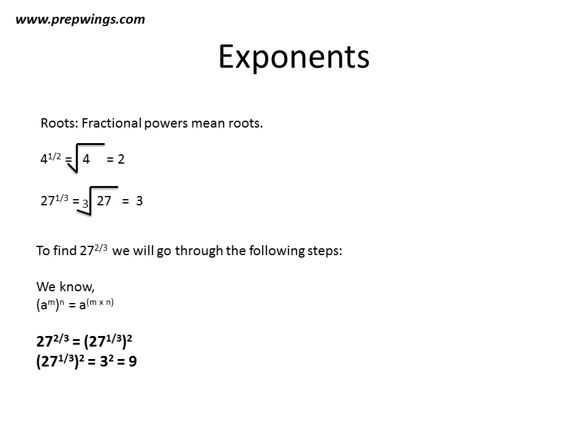Now we know 27 raised to power 1 by 3 is cube root of 27, which is equal to 3. So 27 raised to power 1 by 3 will give me 3. Then we have to raise 3 to the power of 2. So 27 raised to power 1 by 3 whole raised to power 2 will become 3 raised to power 2, which is 9. So 27 raised to power 2 by 3 comes out to be 9.